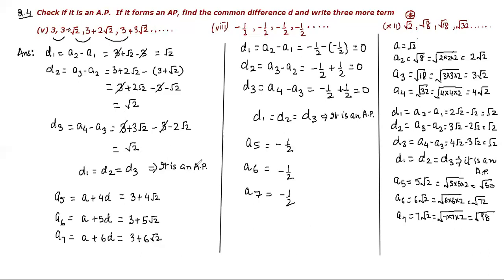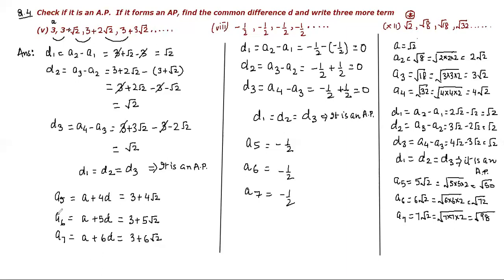And if it is an AP, you are able to get d here. You are able to see what a is here. a is 3. And d you got is square root 2. Therefore, he wants us to find out fifth term, sixth term, and seventh term. So by applying the formula of nth term, a_5 is equal to a plus, what is the number you have here? 5. So you will write 4d, 1 less than that. a plus 4d. So this is 3 plus 4 square root 2.